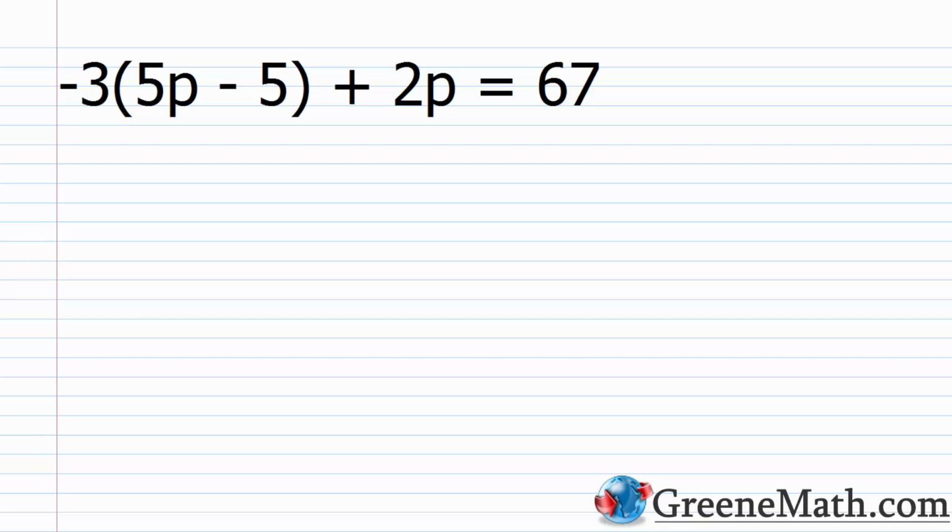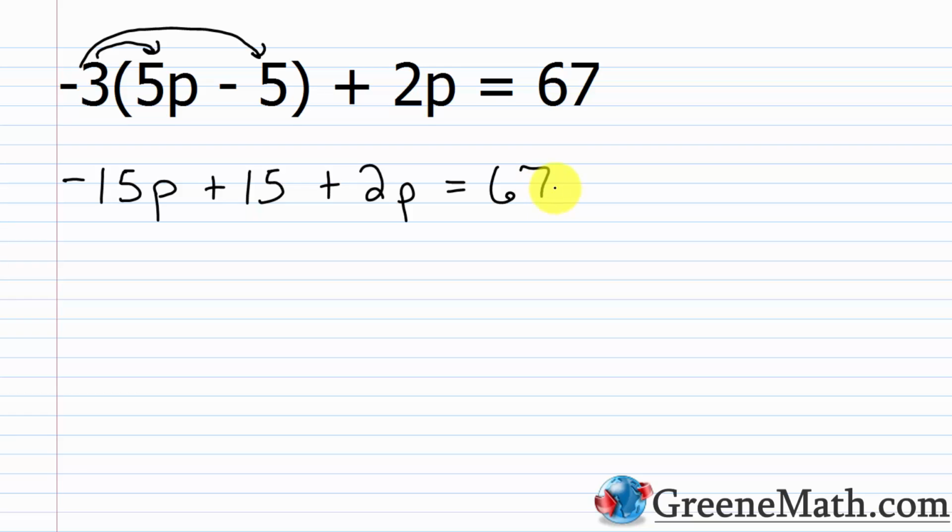All right, let's take a look at another one. We have negative 3 times the quantity 5p minus 5, plus 2p equals 67. So again, the first thing I want to do is simplify each side separately. So to do that, over here I'm going to use my distributive property. I'm going to multiply negative 3 times 5p, and that's going to give me negative 15p. And then next I'm going to multiply negative 3 times negative 5. So negative 3 times negative 5 is positive 15. And then plus 2p equals 67.